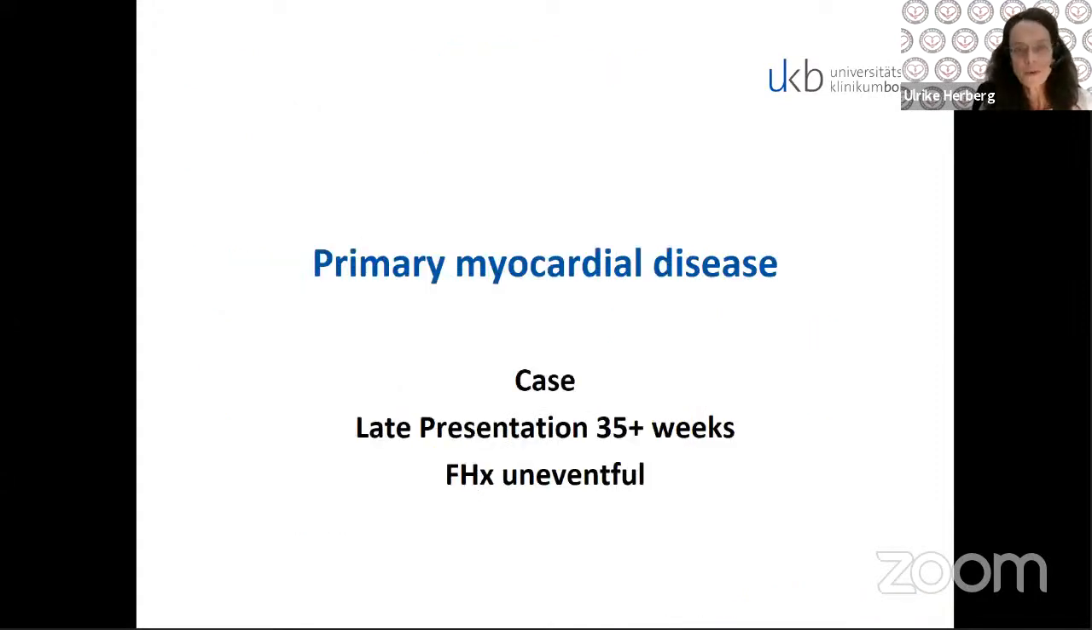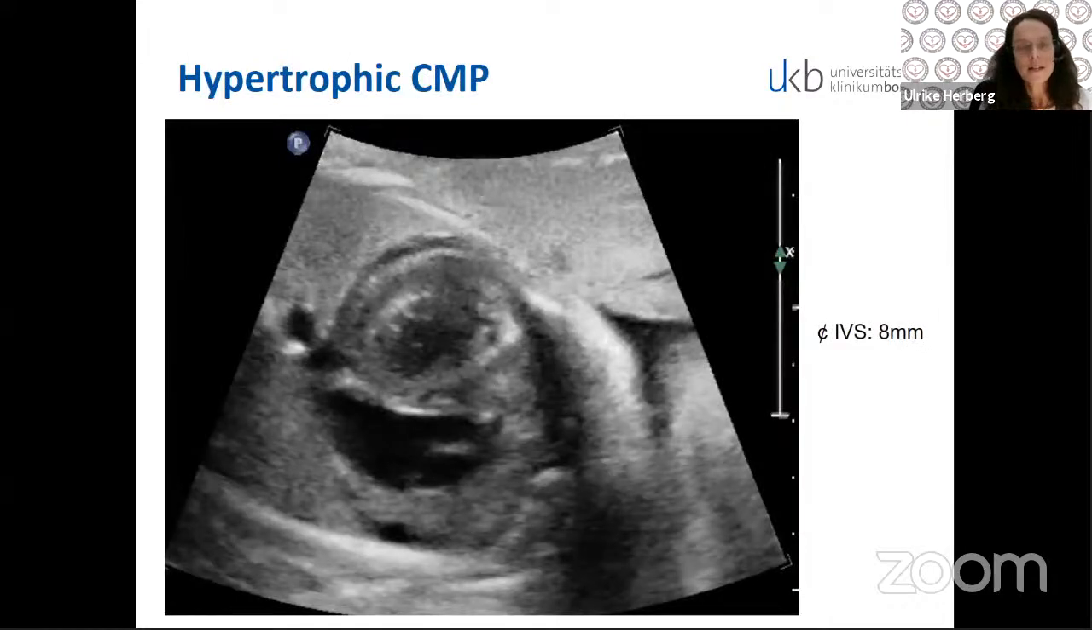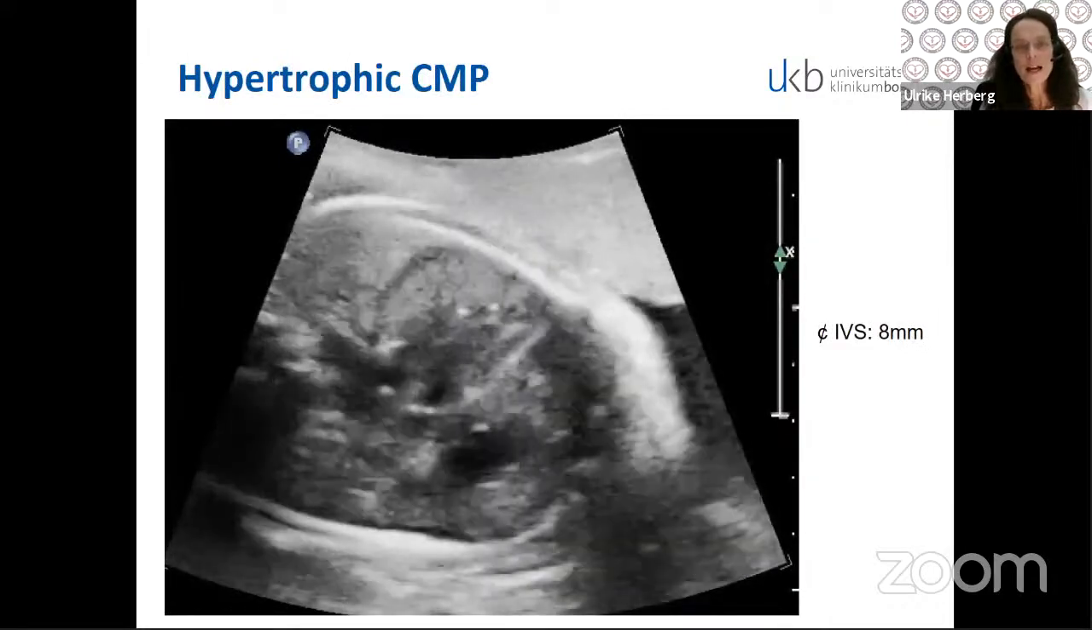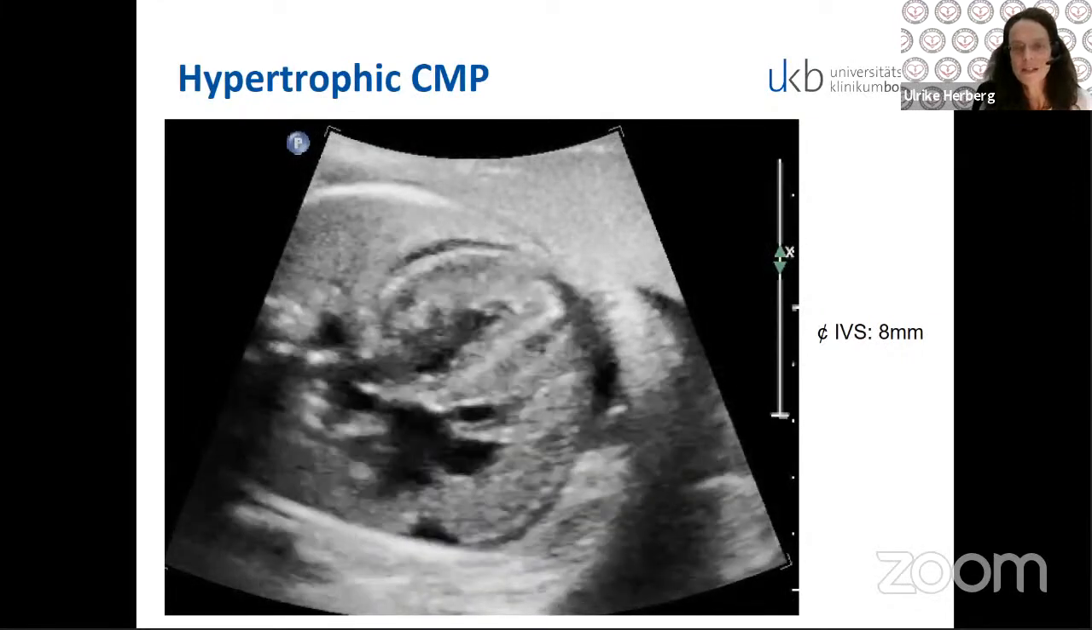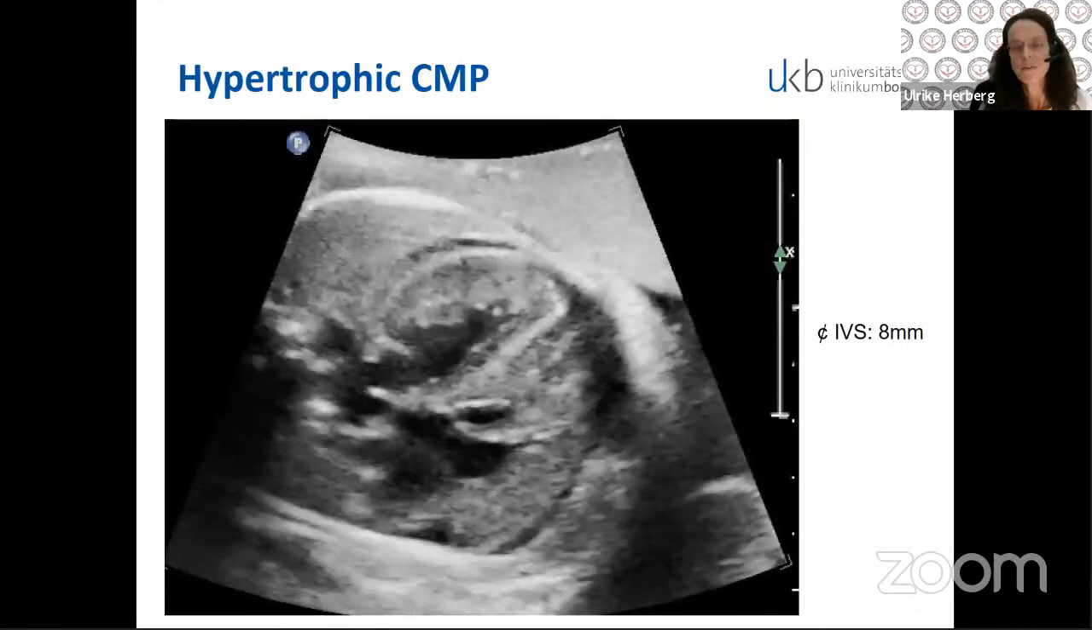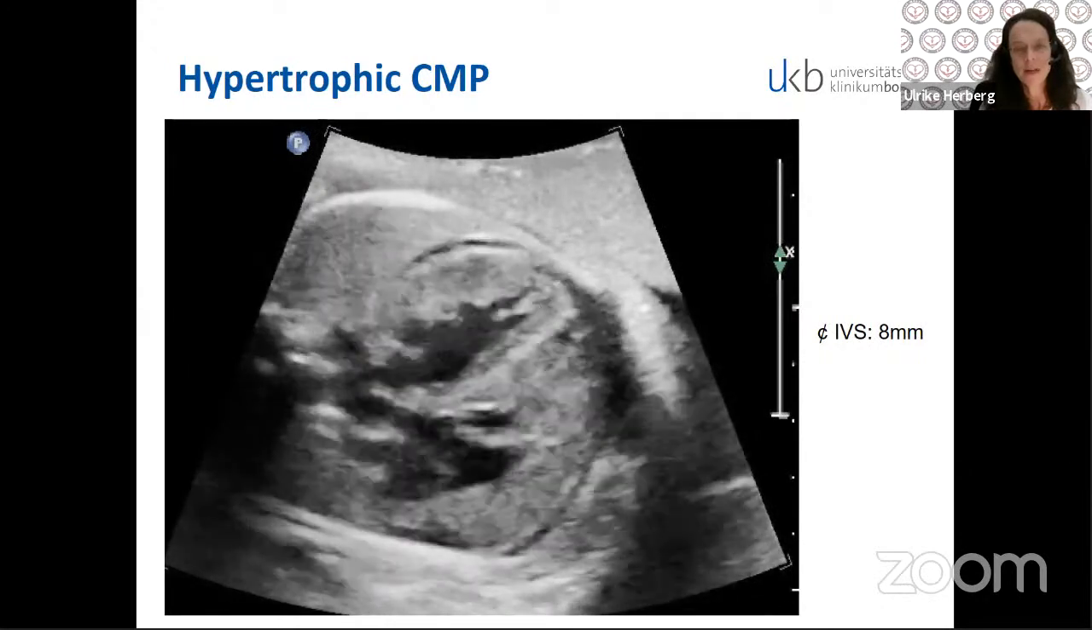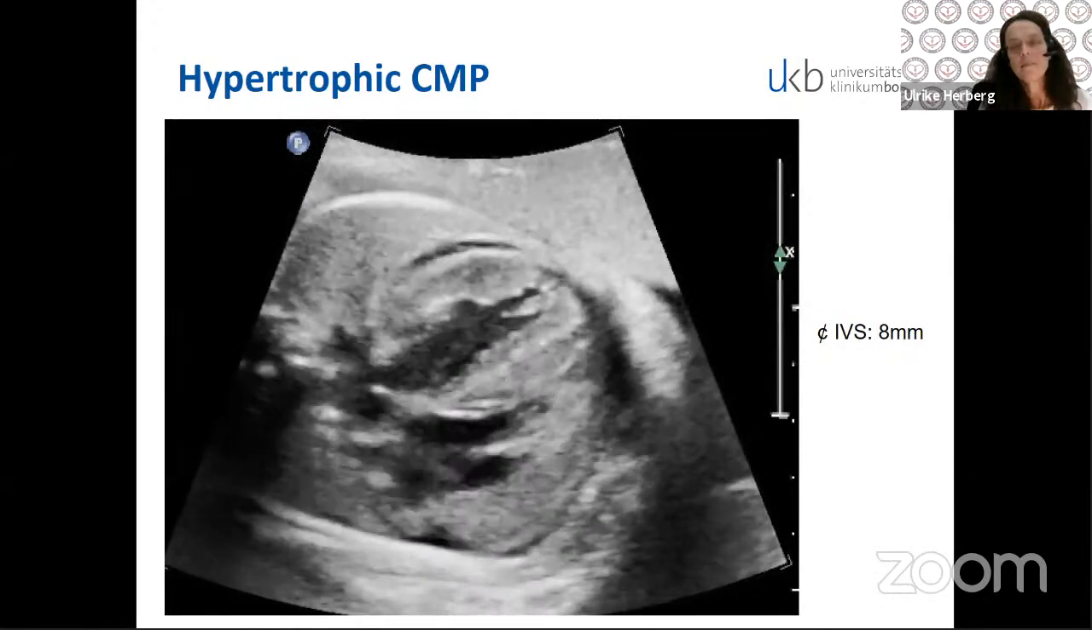This is my first case I want to share with you. It's a primary myocardial disease with late presentation at 35+ weeks with an uneventful family history. This fetus presented with hypertrophic biventricular cardiomyopathy with a thickness of the interventricular septum of about 8 millimeters and pericardial and pleural effusion.